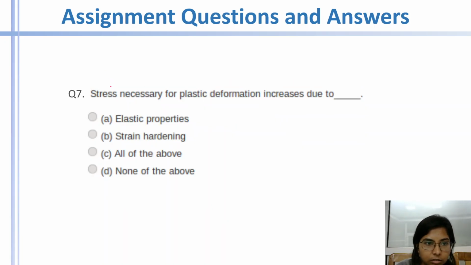Now the last question. The stress necessary for plastic deformation increases due to elastic properties, strain hardening, all of the above, or none of the above. The answer is strain hardening. The stress necessary for plastic deformation increases due to strain hardening, or cold working, or work hardening.